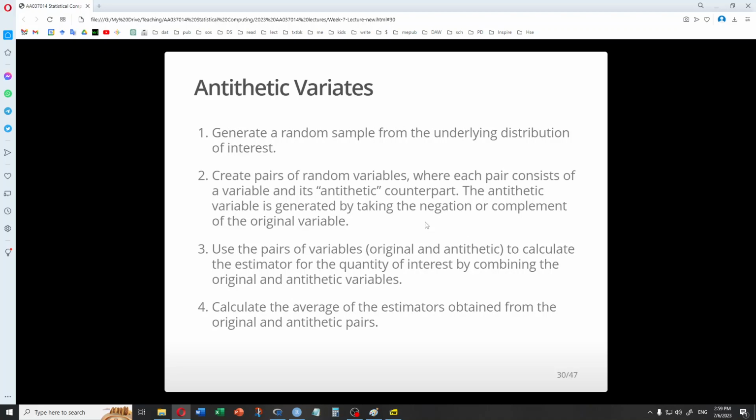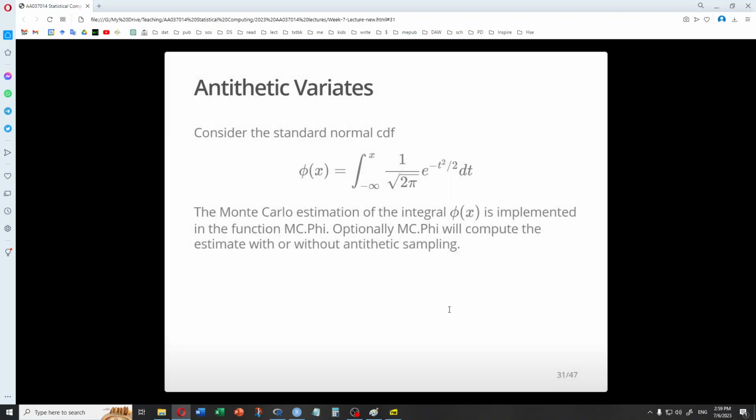And then the next step is we use the pairs of the variables, both the original and the antithetic, to calculate the estimator for the quantity of interest by combining both. And then we calculate the average of the estimators obtained from the original and antithetic pairs. Okay, now let us look at this example.